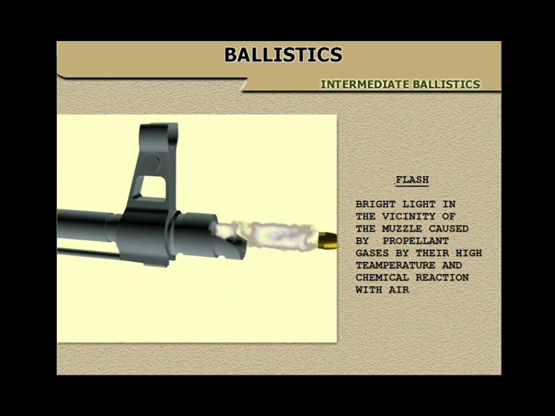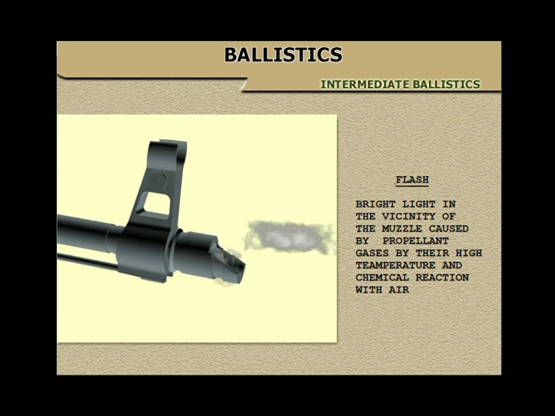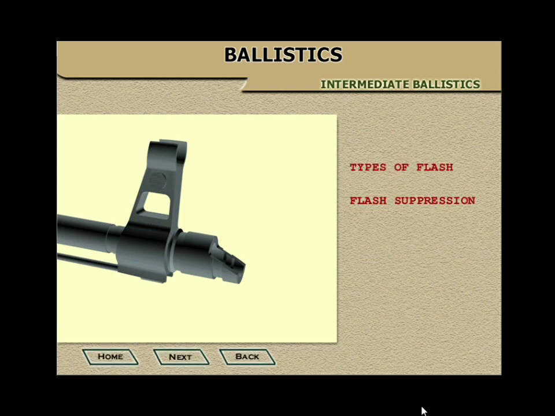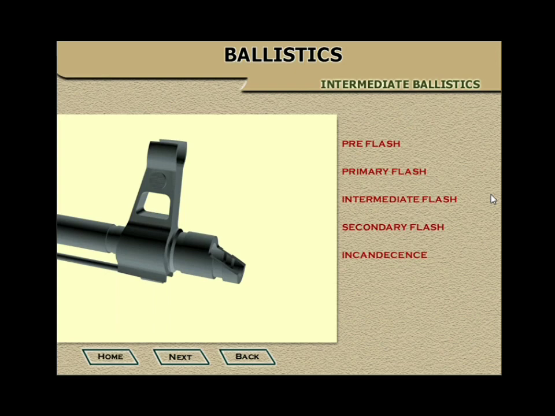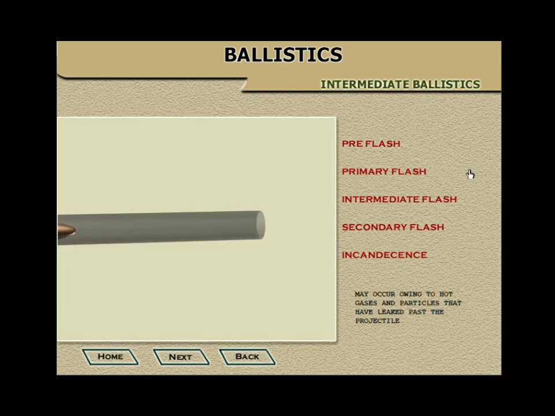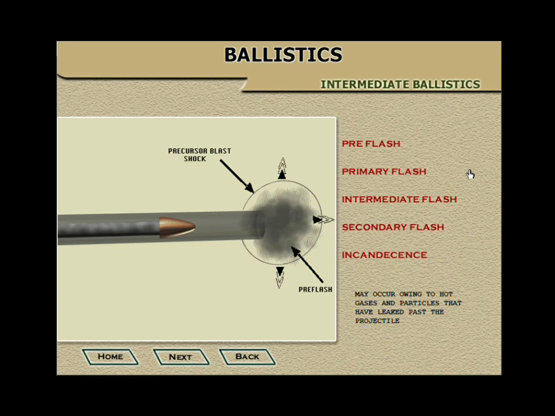Flash is the light emitted in the vicinity of the muzzle by the hot propellant gases and the chemical reactions that follow as the propellant gases mix with the surrounding air. Flash occurs in 5 phases. Pre-flash precedes the exit of the bullet from the muzzle, and may occur owing to hot gases and particles that have leaked past the projectile.